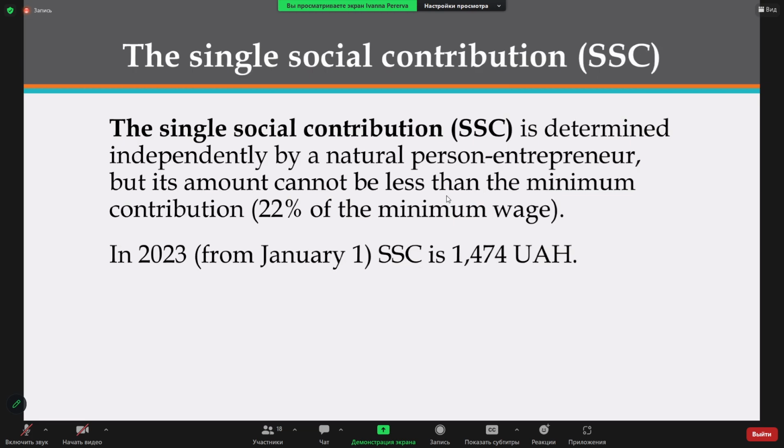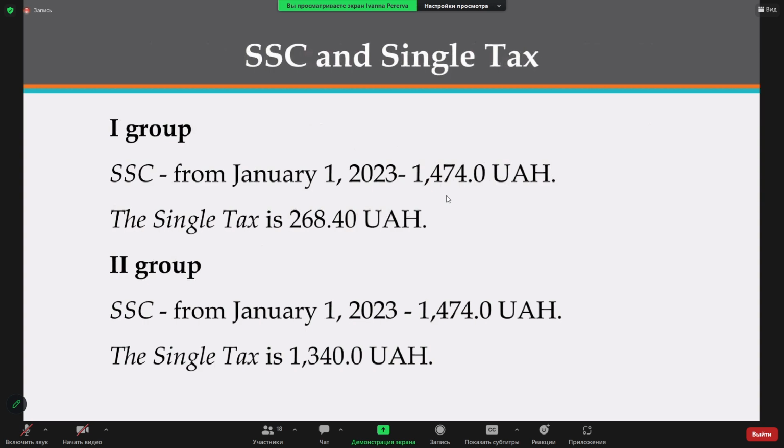Another important tax is the single social contribution, або єдиний соціальний внесок. The SSC is determined independently by a natural person entrepreneur, but its amount can't be less than the minimum contribution of 22% of the minimum wage. And for today, as you can see, it's 1,474 hryvnias. Again, here is an example of the SSC and single tax for different groups.